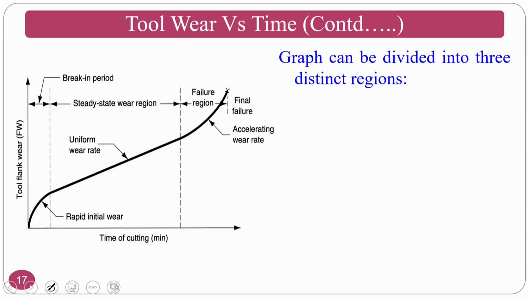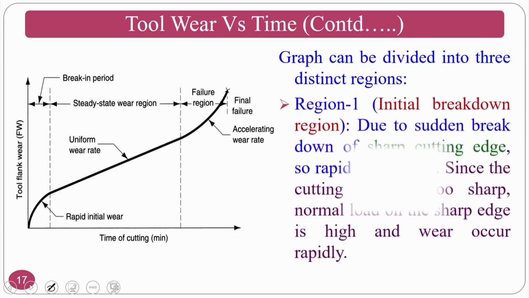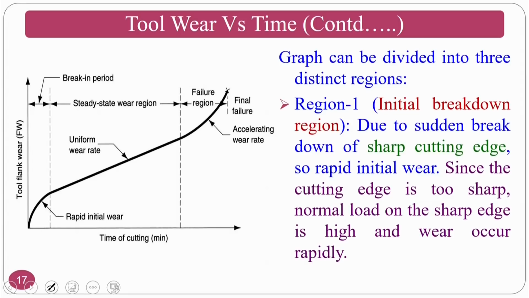Okay. So, the graph is divided into three distinct regions. As I said, it is a break-in period, steady state and as well as the failure region. So, the region 1, initial breakdown region. Okay. So, this is initial breakdown region. In this region, due to sudden breakdown of the sharp cutting edge, the rapid initial wear takes place. Since the cutting edge is too sharp, normal load on the sharp edge is high and the wear occurs rapidly.